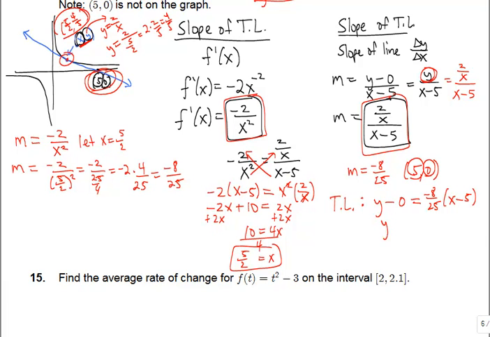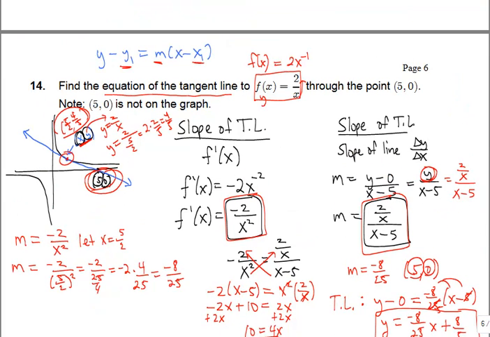Y minus 0 is y, and if I distribute, I get -8/25 times x, minus times minus is plus, and this 5 will cancel with the 25 and reduce to 8/5. So my tangent line is y equals -8/25 x plus 8/5.